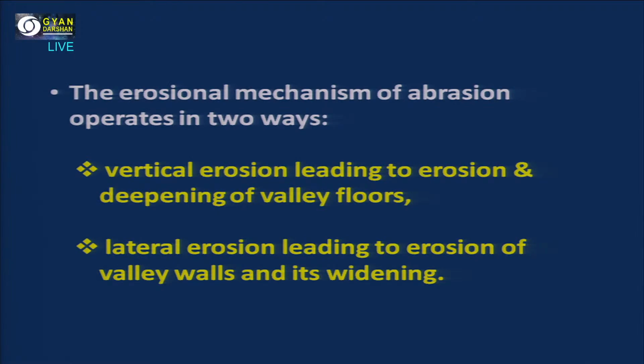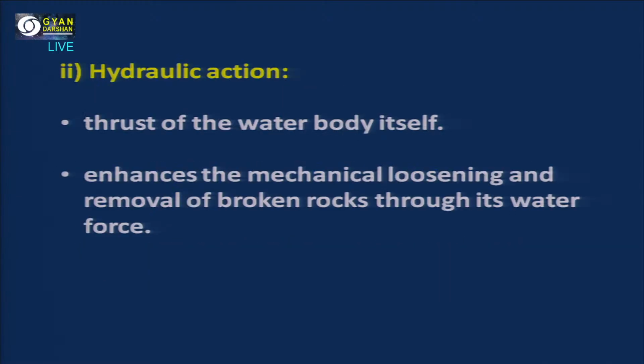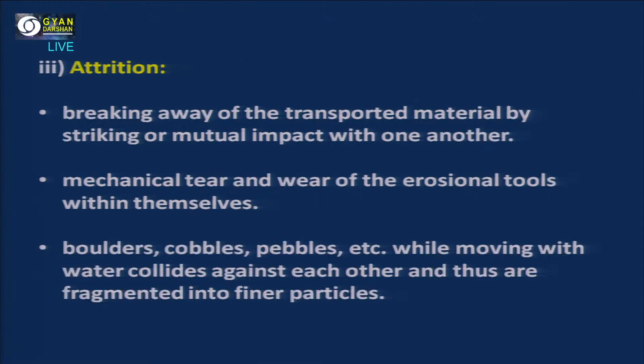The erosional mechanism of abrasion operates in two ways: vertical erosion and lateral erosion, as discussed by ma'am. Vertical erosion leads to erosion and deepening of valley floors, whereas lateral erosion leads to erosion of the valley walls and widening of the valleys. The hydraulic action is due to the thrust of the water body itself. It enhances the mechanical loosening and removal of broken rocks through its water force.